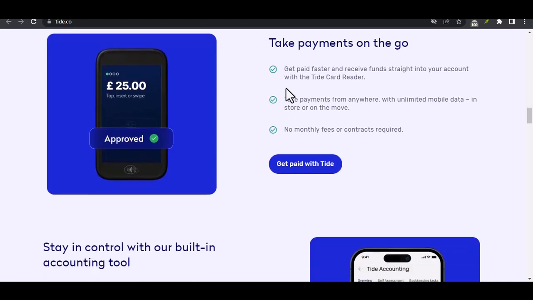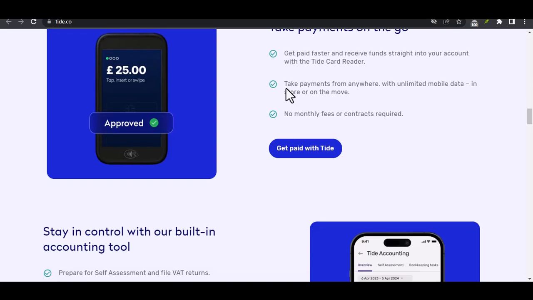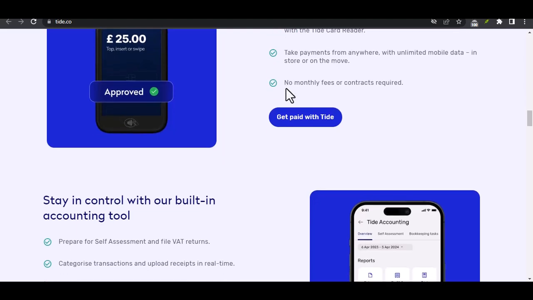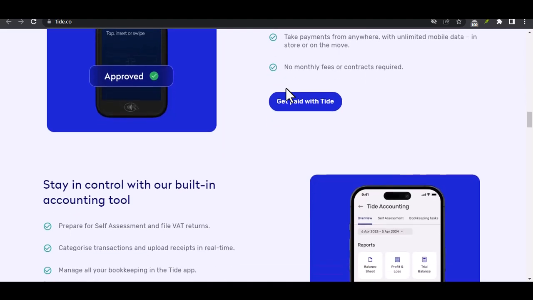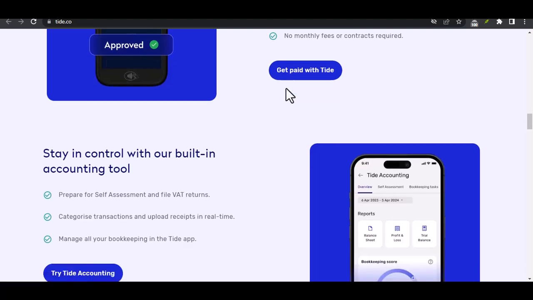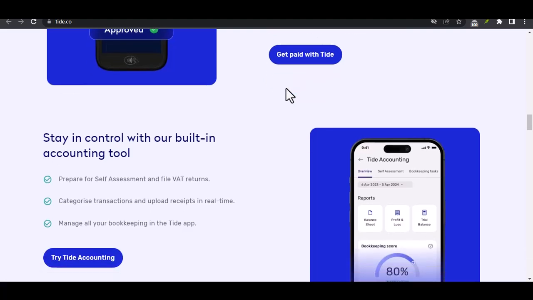Fees and charges. Tide may charge fees or commissions for currency conversion. The specific fees will depend on the currency pair and the amount being converted. It's essential to review Tide's fee schedule to understand the costs associated with using multi-currency accounts.